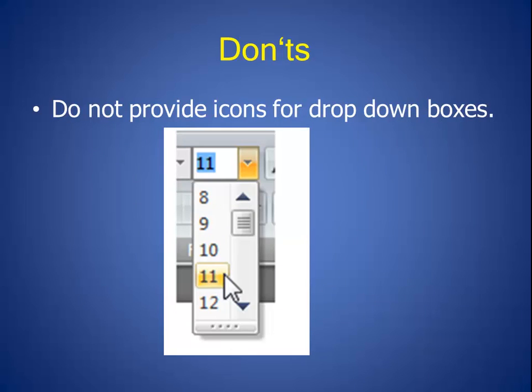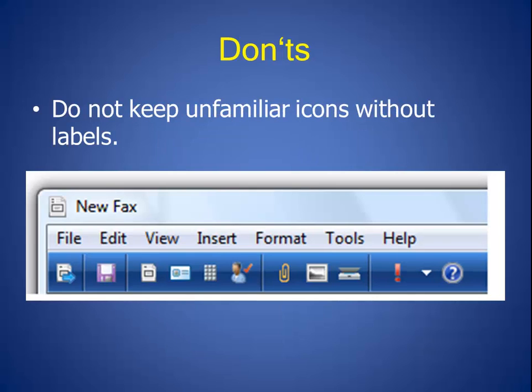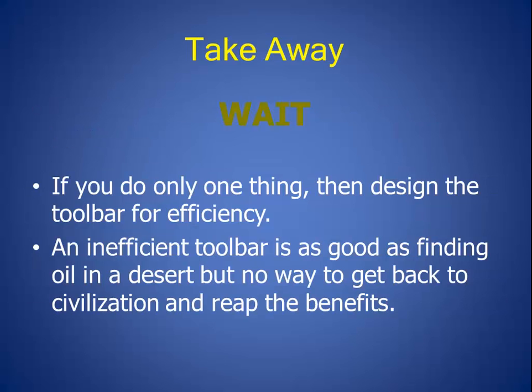The only function that should not have a label are the drop-down boxes. This is generally because they are mostly accompanied by another function which they are paired with. And finally, keeping an unfamiliar icon without a label or tooltip would only make the user wonder what that button would do and defeat the purpose of a toolbar.